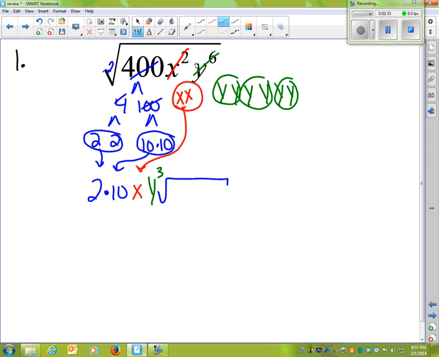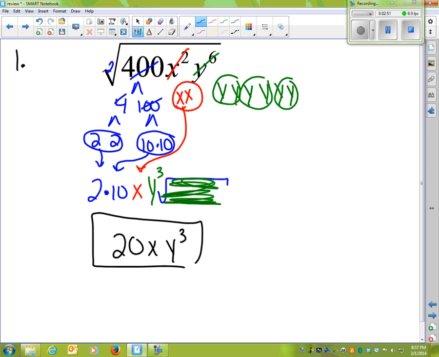And as I look back at my problem, everything's either crossed off or circled, so there's nothing left inside the radical. I'm going to rewrite my answer so it looks nicer. Multiply the 2 and 10, it's 20x y cubed. Sometimes when you simplify, everything gets pulled out and you have a single answer.